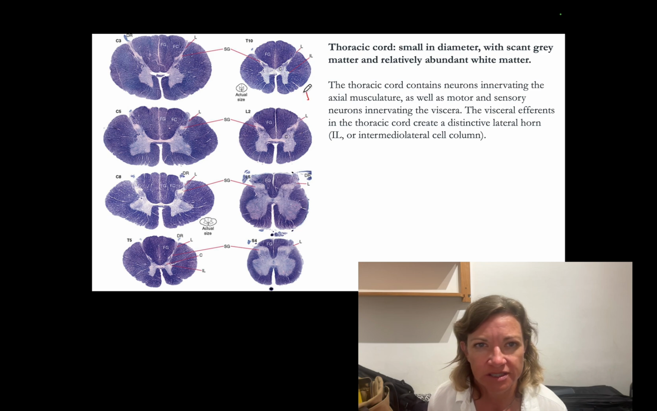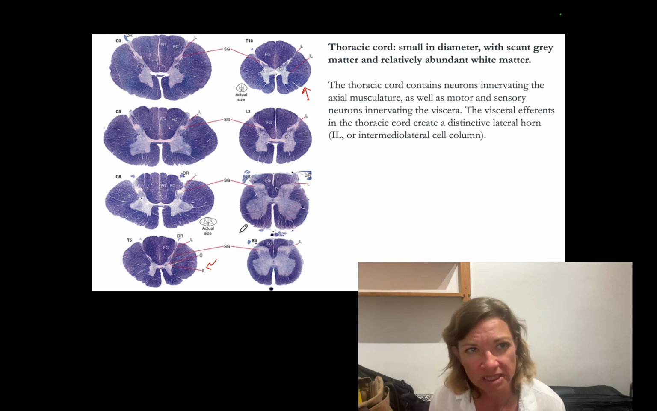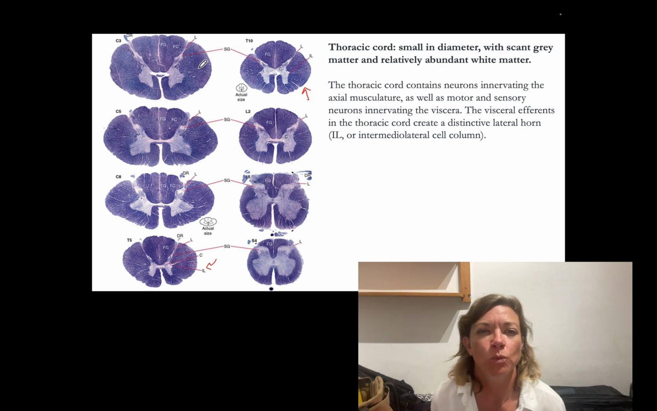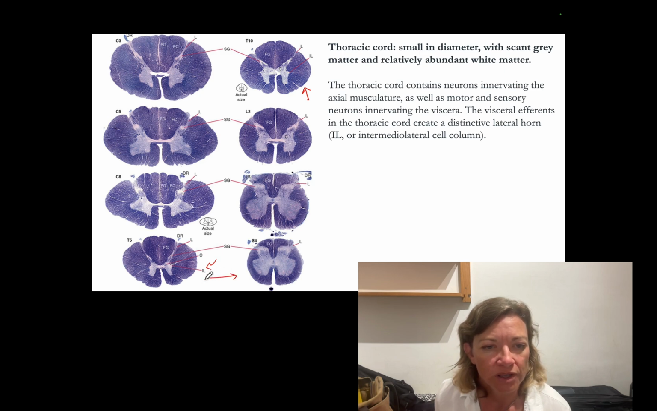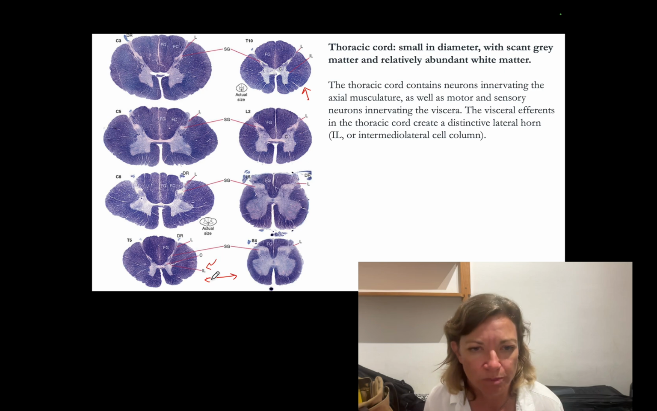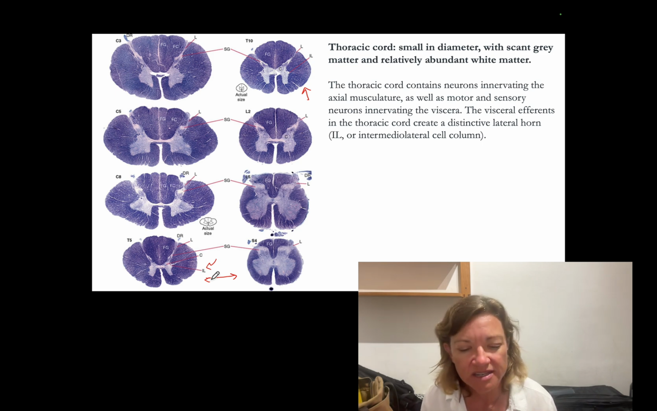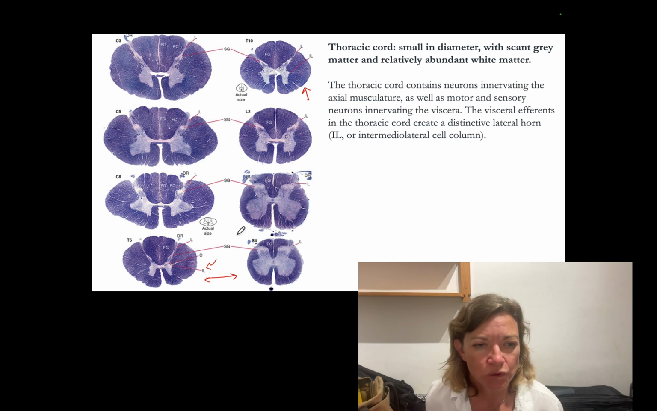If we go to the thoracic cord, here's a section of T10 in the top right, T5 bottom left, we can see that it's small in diameter, relatively small, certainly compared to the cervical cord that it's next to, with scant gray matter and relatively abundant white matter. So if you compare the thoracic cord and the sacral cord, they're almost inverted from each other in terms of relative proportion of white and gray matter. And this makes sense because the thoracic cord isn't containing large chunks of motor neurons innervating limbs. So the ventral horns here mostly contain motor neurons innervating the proximal musculature of the trunk. There's also some autonomic neurons, autonomic efferents, that are present, and they're present in this little IL, the intermediate lateral cell column, that pokes out in the intermediate gray matter of the thoracic cord.